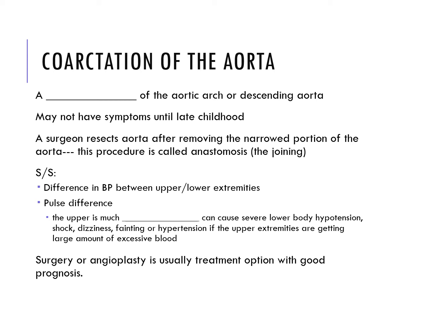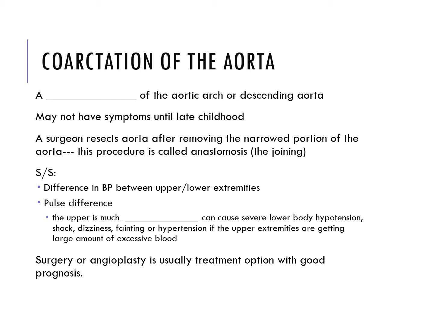They may not have symptoms until late childhood. A surgeon resects the aorta after removing the narrowed portion of the aorta. Some signs and symptoms could be a difference in blood pressure between the upper and the lower extremities. Also with the pulses, the upper is much stronger, which means they can cause severe lower body hypotension, shock, dizziness, or fainting. Surgery or angioplasty is usually the treatment option with good prognosis.